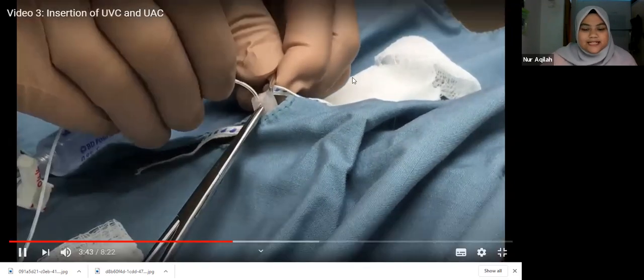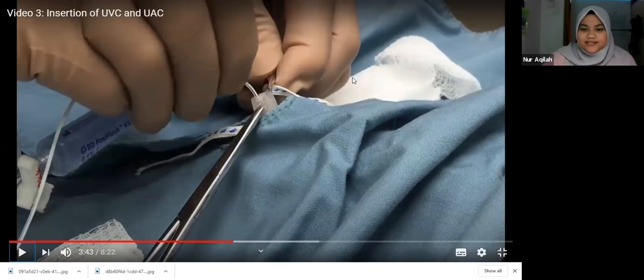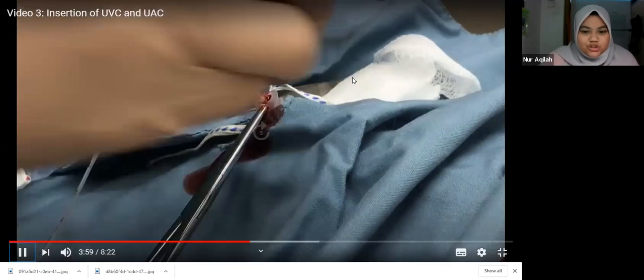Okay. So that is it for the umbilical artery catheterization. Now we will proceed with umbilical vein catheterization.